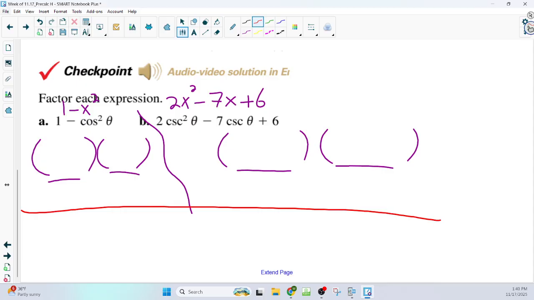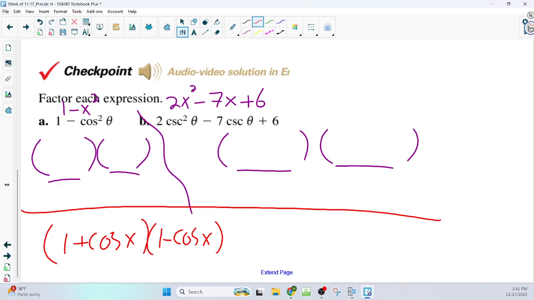So 1 minus x squared. So this must be, I think, 1 plus cosine of x, 1 minus cosine of x. Okay, so there's that one. That's it. It's done. And then part B, a little weirder.